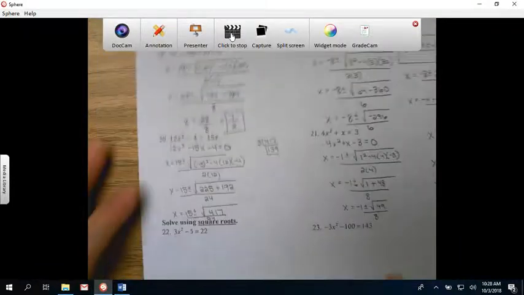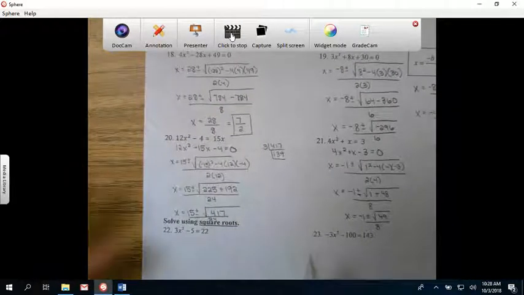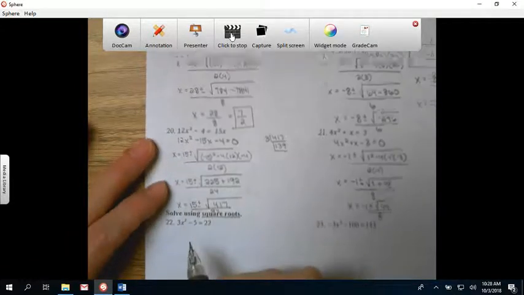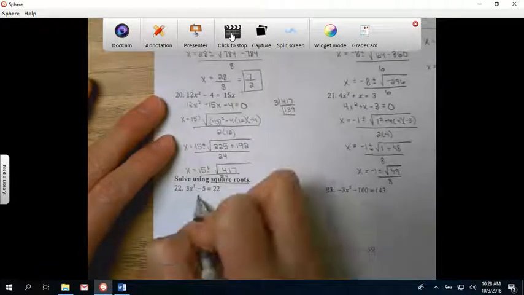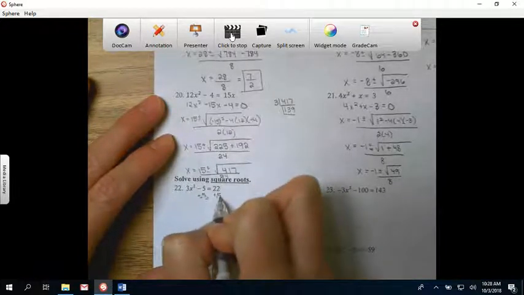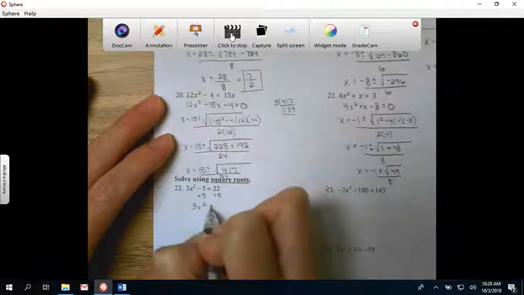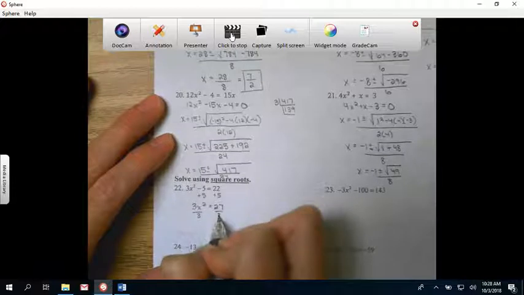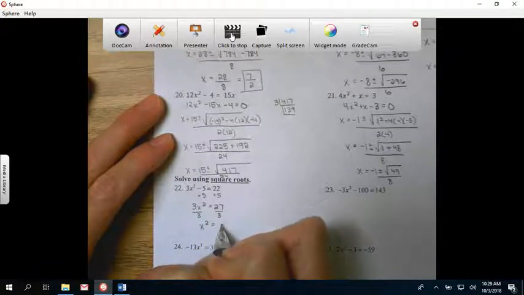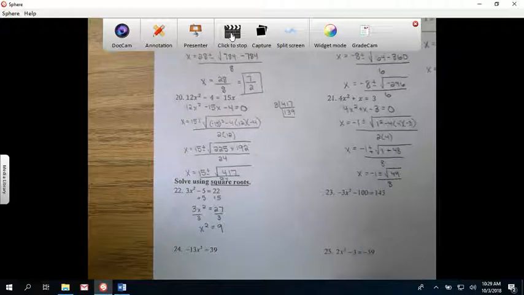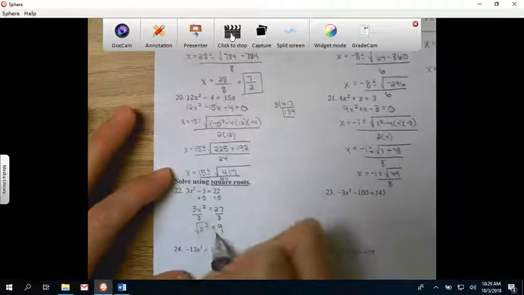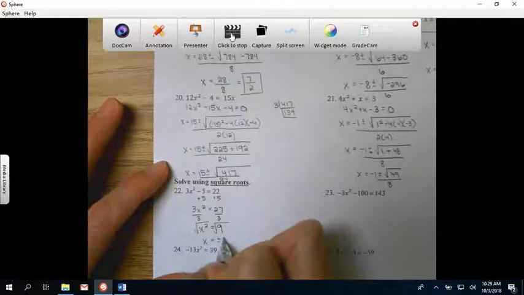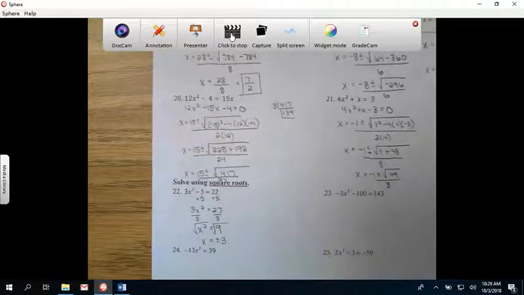Alright, so solve using square roots. When I solve using square roots, I'm trying to get the x squared term completely by itself. So right here, the first thing I'm going to do is go ahead and add this 5 to the other side. And I'm going to end up with 27. Still not quite by itself, so I'm going to divide by the 3, and I get x squared equals 9. Well, if I'm doing an inverse operation to undo a squared, I square root. Square root of 9, I'm going to get a positive and a negative 3. Okay?